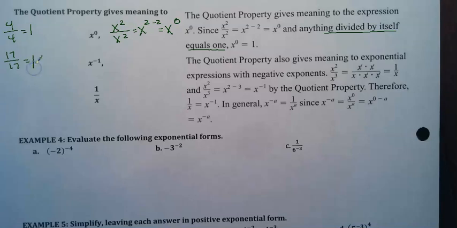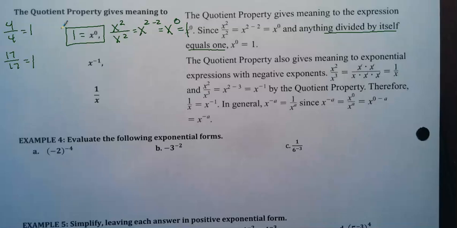Okay, so we get this x to the power of 0 because we have x squared over x squared, and it has to equal 1. So that's why x to the power of 0 is equal to 1. Okay, so any number to the power of 0, do you guys know that? Any number to the power of 0 is 1. 5 to the power of 0 is 1. 29 to the power of 0 is 1. Okay, good. So that'll be helpful this year.